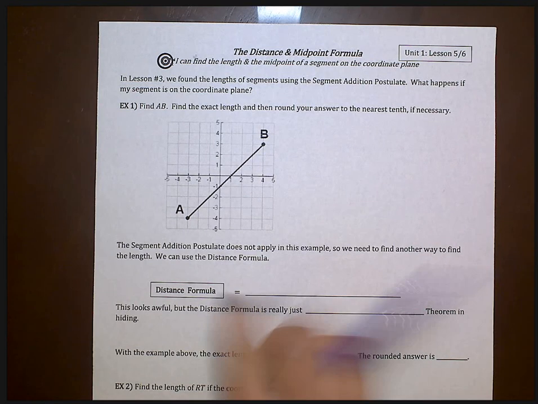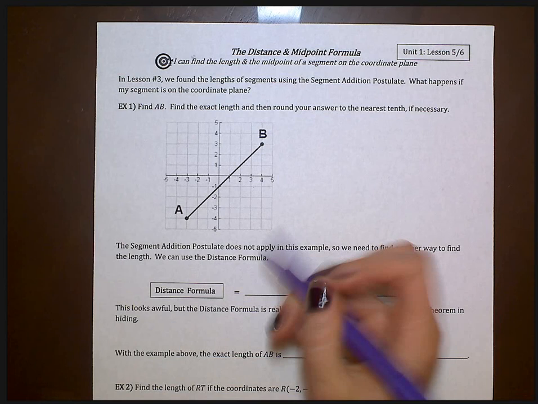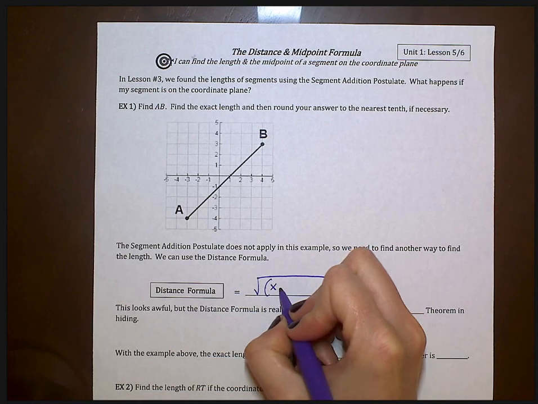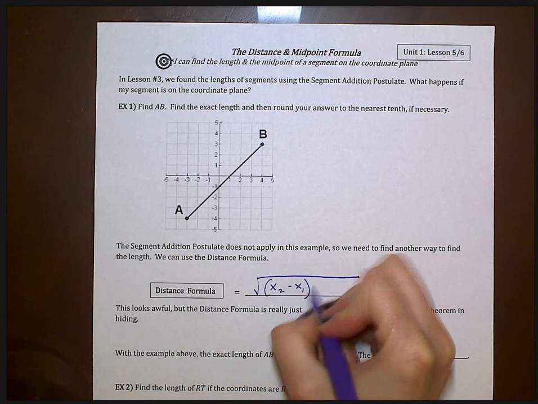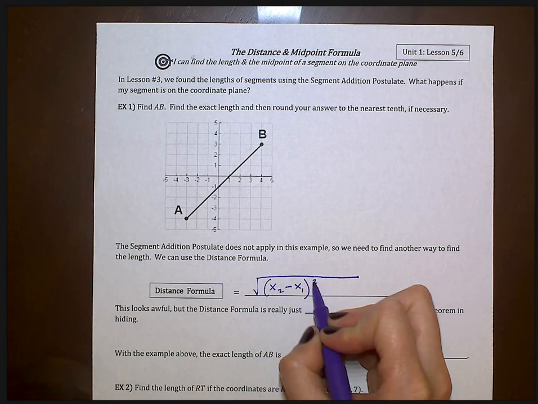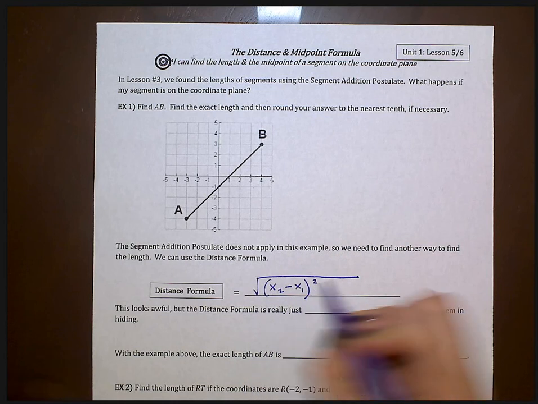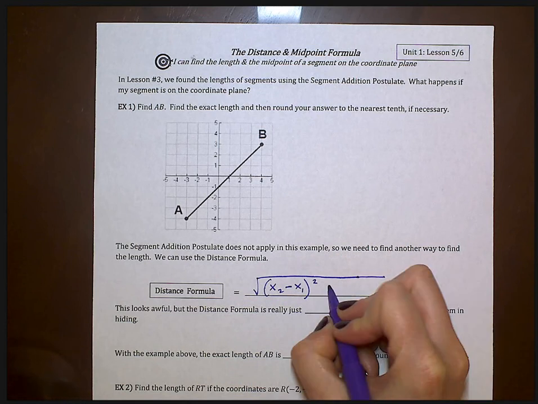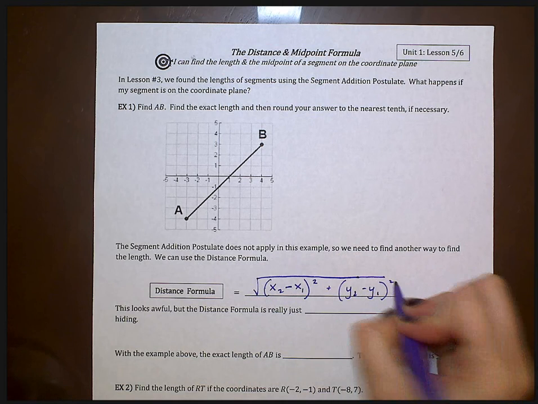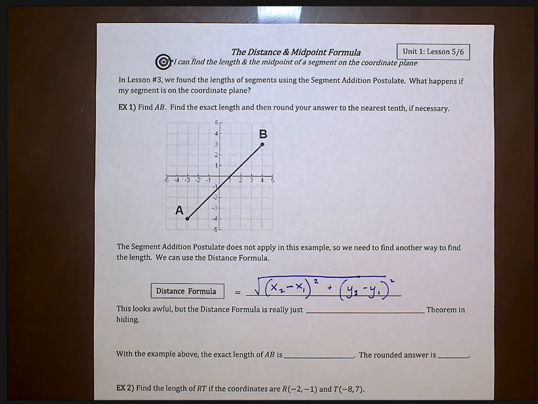So we have something called the distance formula, which helps us calculate the exact length of a segment on the coordinate plane. So copy this down real carefully. It's x2 minus x1. That's not x squared. It's like the second x minus the first x. That is a squared symbol. And then it's plus y2 minus y1, that quantity squared. Okay, so copy that down really carefully. This looks terrible. I'm the first to admit it.